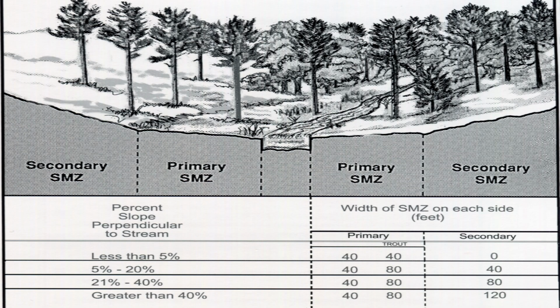The SMZ for perennial and intermittent streams is divided into two parts, the primary zone and the secondary zone. The primary zone is 40 feet wide on each side of the stream, measured from the bank. Trout waters with greater than 5% slope have a primary zone of 80 feet. The secondary zone may vary from 0 to 120 feet, depending on the steepness of the slopes perpendicular to the stream. Ephemeral streams do not have a designated SMZ, but there are other BMPs for their protection.